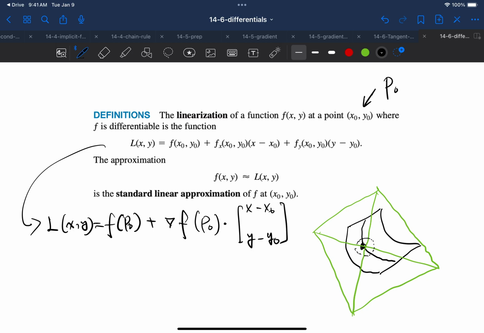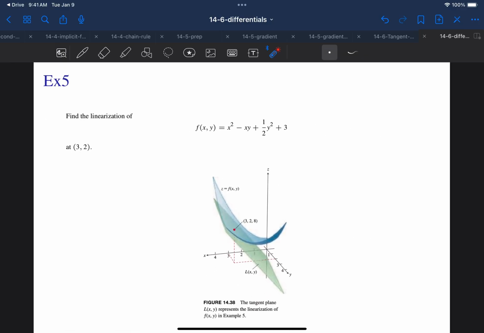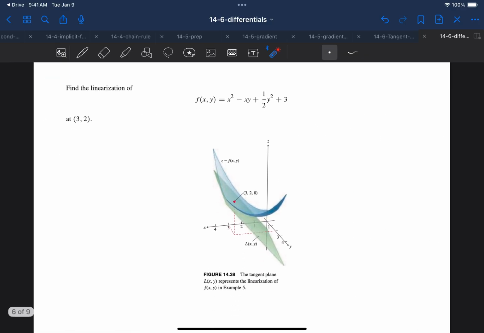And if you're looking for values close to your current position, or neighborhood, then we can always use the approximation. All right, so find the linearization of this.